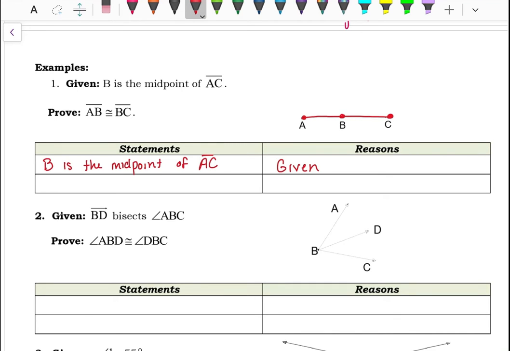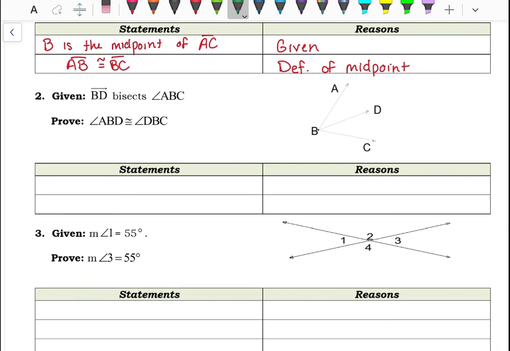Now we're trying to prove that AB is congruent to BC. So I'm going to write AB is congruent to BC. Now the tricky part is my reason for knowing that's true. Well, I know that midpoints cut things in half. That's just what midpoints do, which means that AB has to be congruent to BC because midpoints are the middle. So the way I'm going to word it is by the definition of midpoint. It's what a midpoint does. I already know that that's true based on just it being a midpoint.